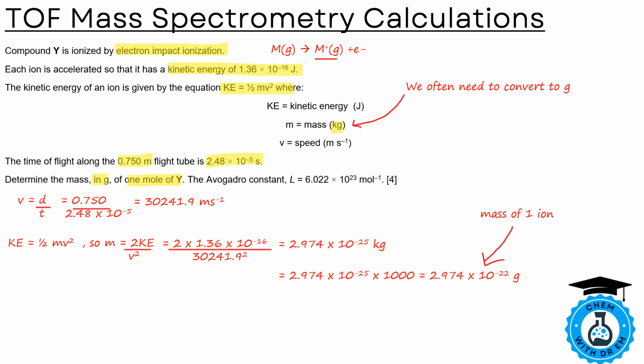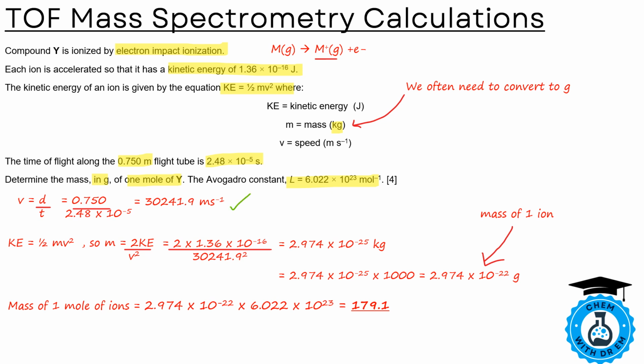So to work out the mass in grams of 1 mole of Y, we can multiply the mass of one ion by the number of ions in 1 mole, by Avogadro's number. So we can do 2.974 times 10 to the minus 22 multiplied by 6.022 times 10 to the power 23, and we end up with 179.1. And again, we give this to 1 decimal place because it is a relative formula mass.